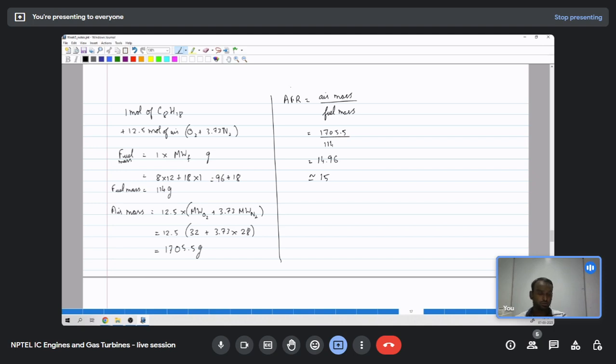So this is how, in the previous problems, we were directly using that the air fuel ratio of gasoline is 15, and this is how we have obtained the value. And this is only the equivalent molecular weight of gasoline that we have taken. So gasoline is generally assumed to be isooctane.